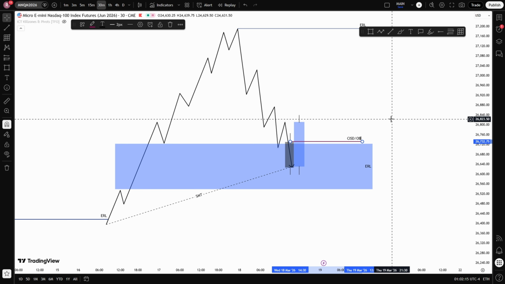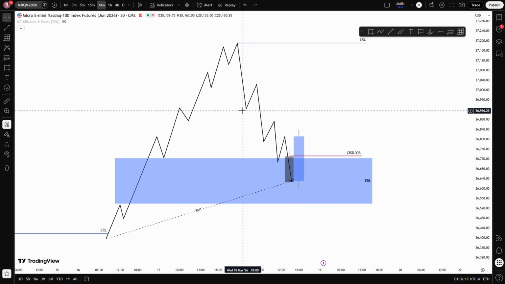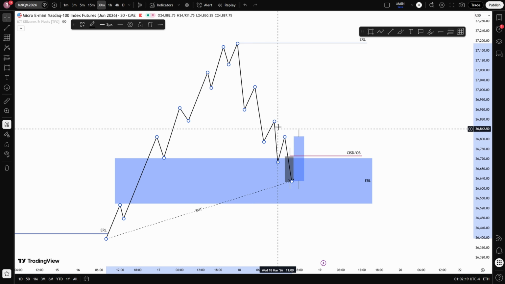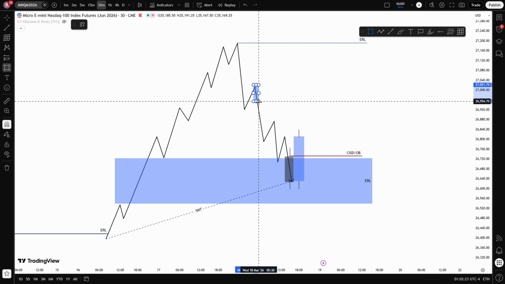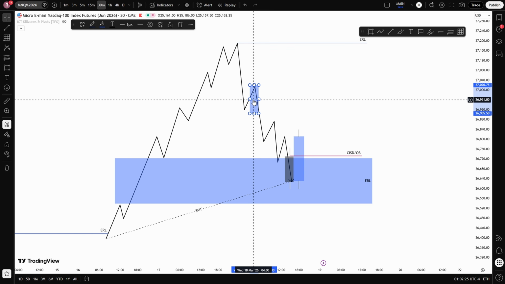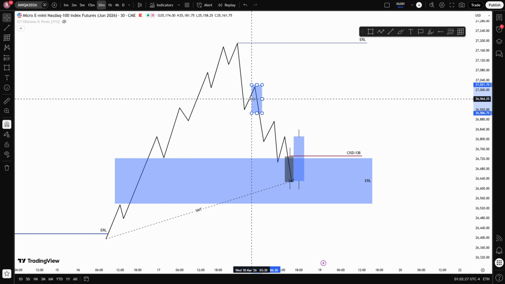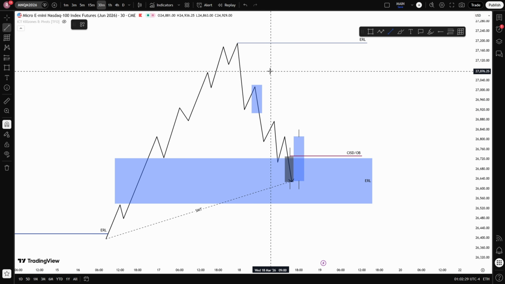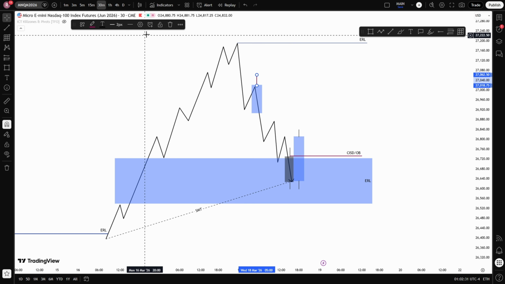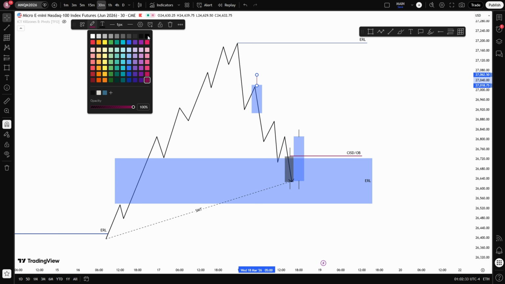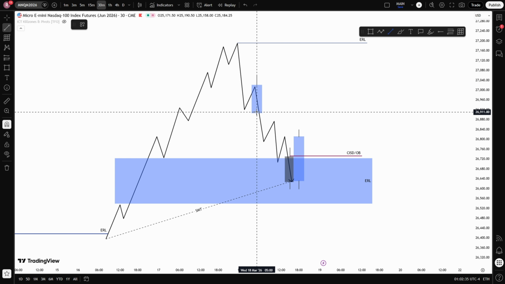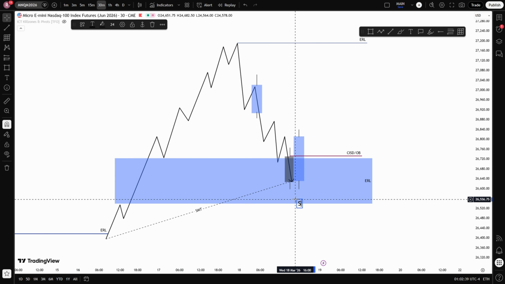Once that happens, it confirms two things at the same time: a change in delivery and the formation of a bullish order block. This point also marks the beginning of what is known as a smart money reversal, which effectively initiates the market maker buy model with the objective of reaching external range liquidity. From a trading perspective, this is where the low-risk opportunity presents itself.